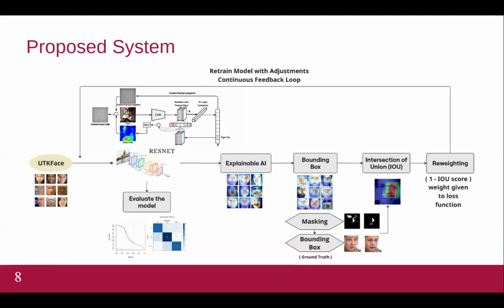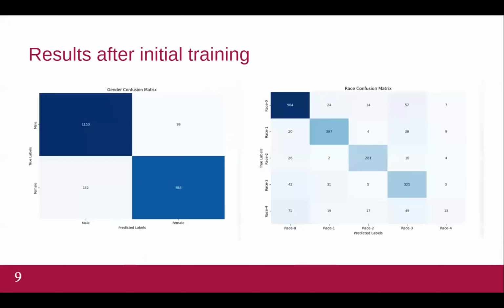So after getting the IOU value, we will be doing a basic reweighting, which is 1 minus the IOU score. With that, we will get a weight, and then that is applied to the loss function. And then the feedback loop comes again to the ResNet, and the ResNet will learn. That's how we are evaluating the model.